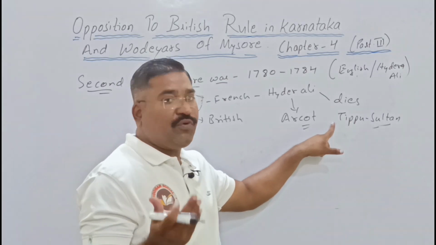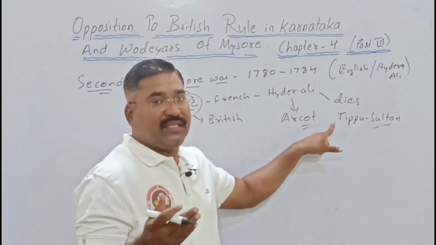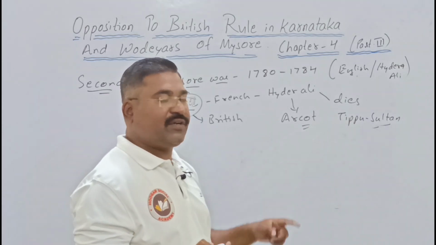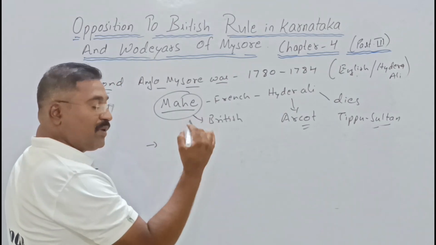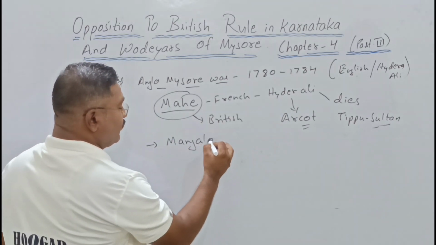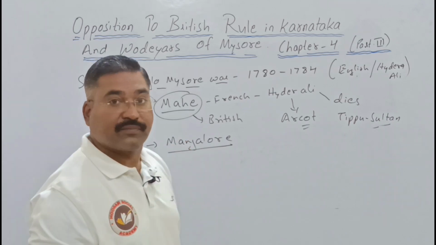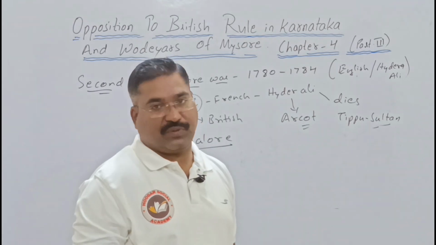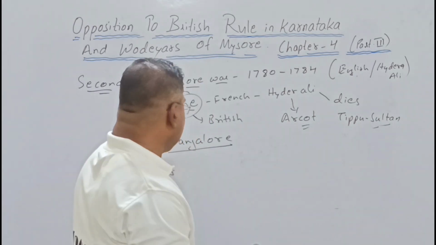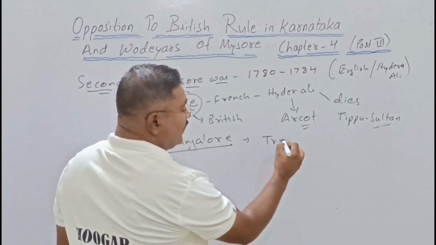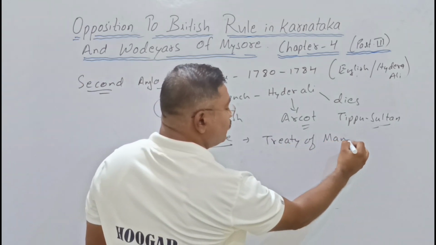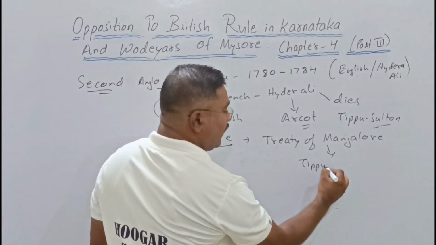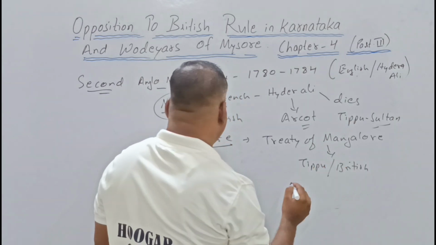Tipu Sultan knew very well that if he sat quiet, the British would easily rule Mysore. To save Mysore, Tipu Sultan continued his war and reached up to Mangalore, the coastal area. By realizing this, the British came into an agreement with Tipu Sultan, and the Treaty of Mangalore was signed between Tipu and the British. And peace was maintained.